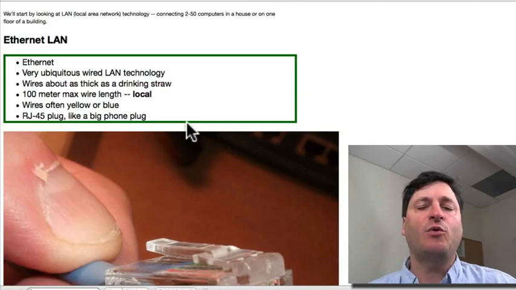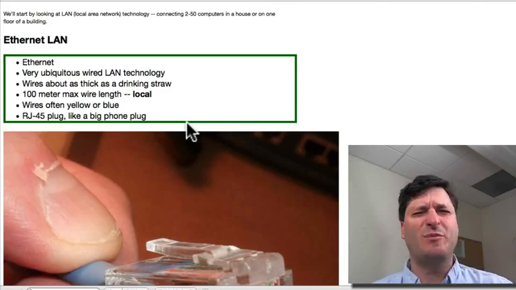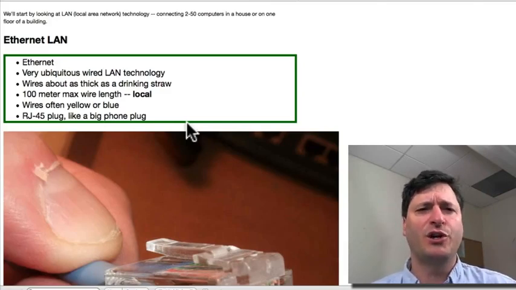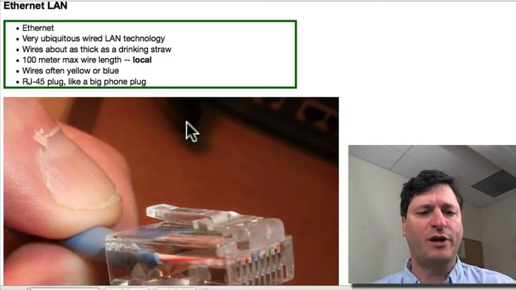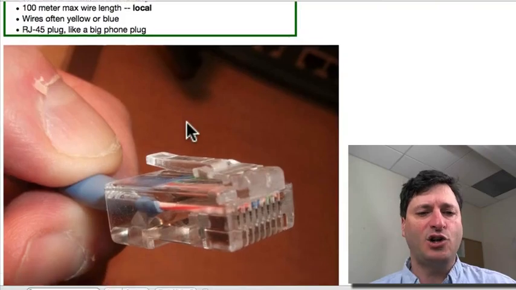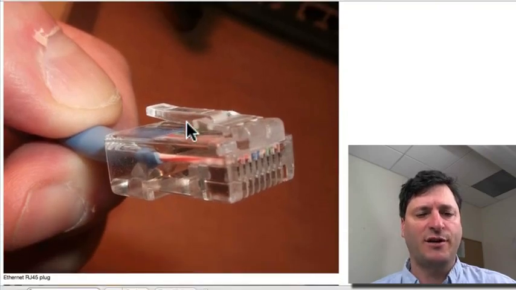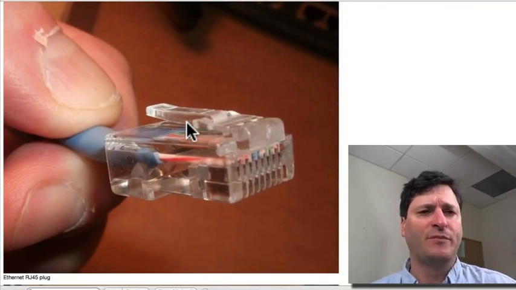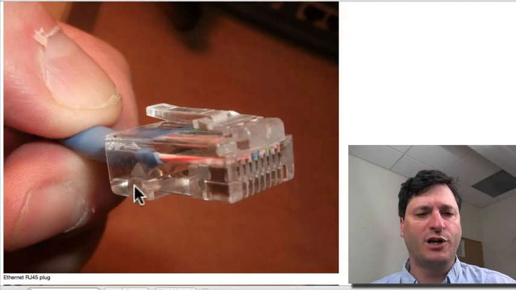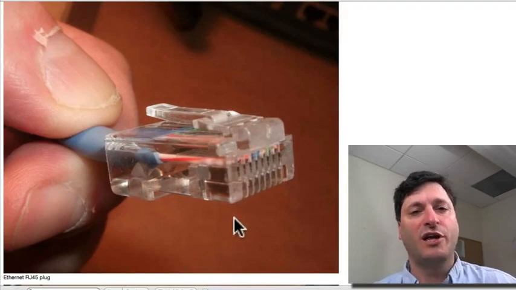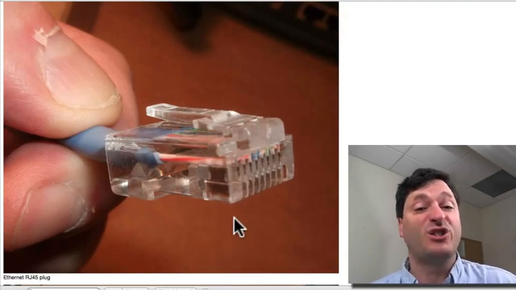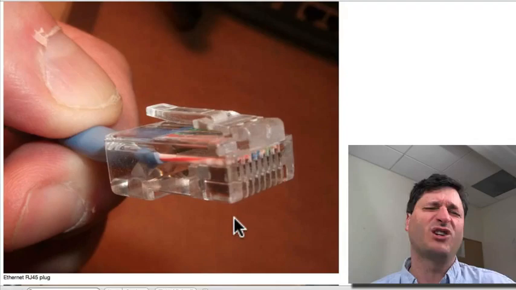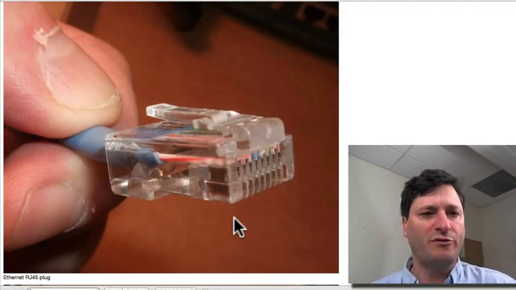So the way wired Ethernet works is it uses these wires that are maybe about the size of a soda straw. Here's a picture of one. And they terminate in these jacks. This is called an RJ45 jack, which is a little bit bigger than a phone jack. And here you can see the wires going into it, and a lot of times they're blue or yellow. And Ethernet is good for about 100 meters maximum length. So you can see that's how it basically covers one building or one floor or something like that.